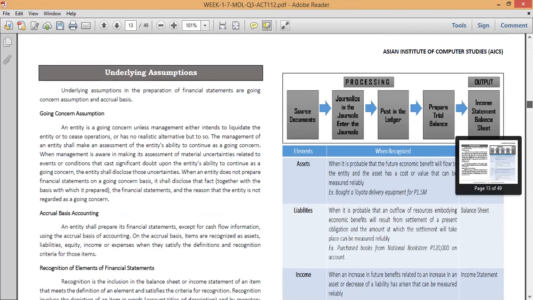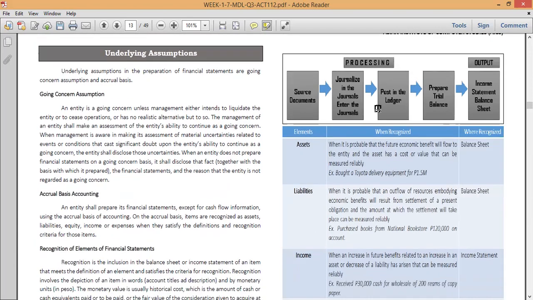So, eto po siya. Processing and output. Under processing, source documents, ito yung mga transactions na naganap sa isang business. Journalize in the journals, enter the journal. Magjo-journalize na po kayo, so magpe-prepare na po kayo ng journal. Mapag-aaralan natin yan. Post in the ledger, ito yung summary. Then, prepare trial balance. Then, income statement, balance sheet. So, ito na po yung reporting output. Okay? Then ito yung output, dito na tayo mag-i-interpret. So, yun po yung accounting process.